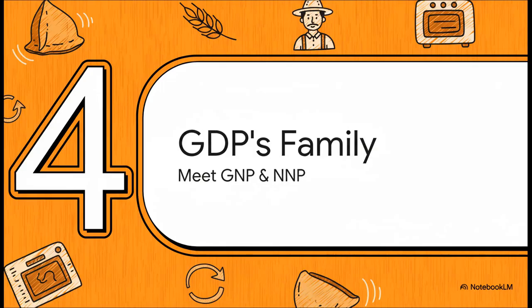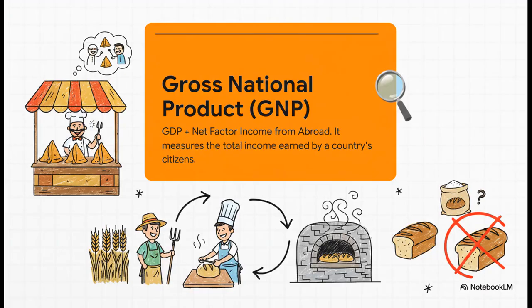So, now that you're good friends with GDP, it's time to meet its family. Just think of them as its close relatives, each one with a slightly different name and a slightly different job. Let's meet GNP and NNP. First up, we have Gross National Product, or GNP.